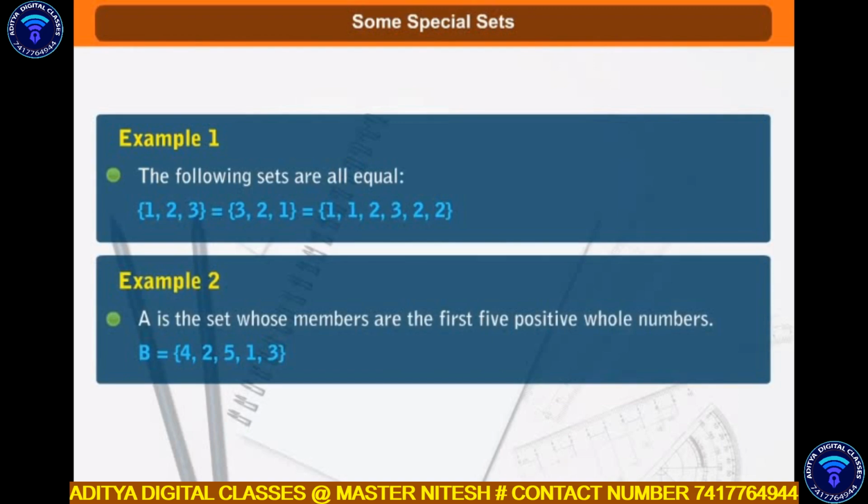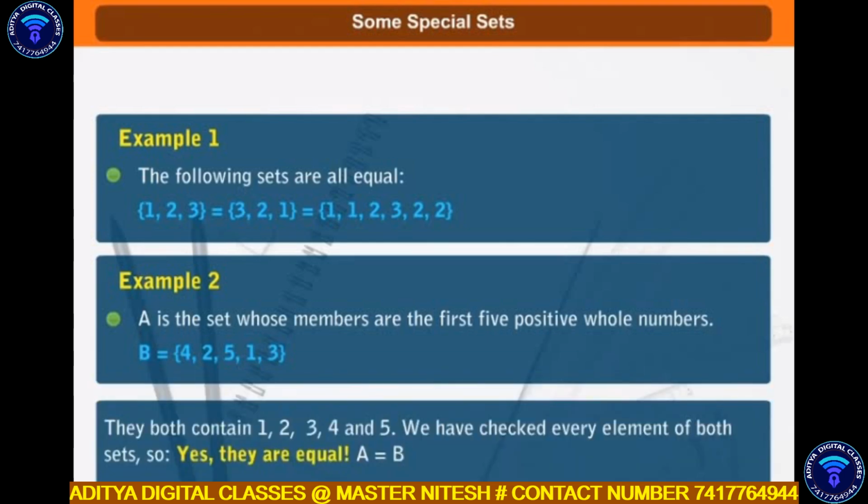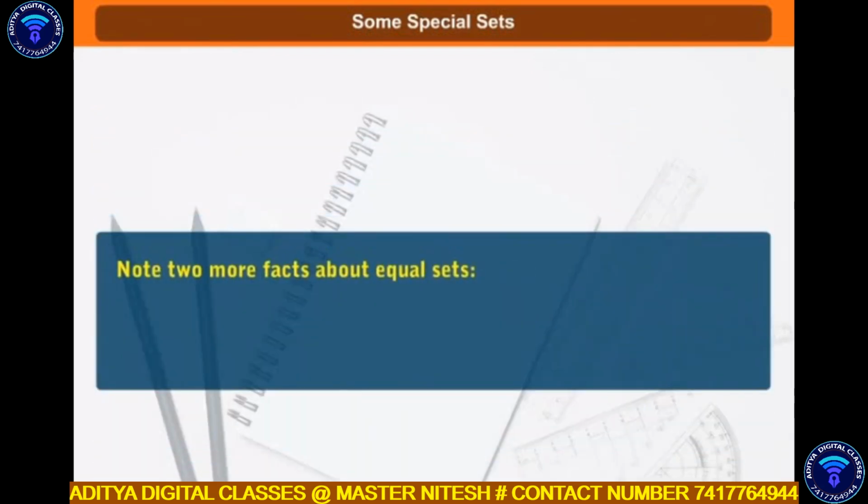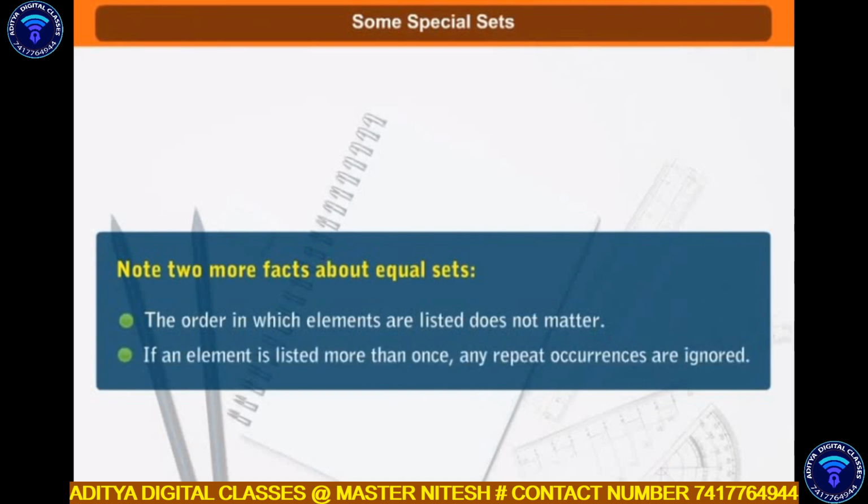In this second example, A is the set whose members are the first 5 positive whole numbers, and B is a set of elements 4, 2, 5, 1, and 3. Now let's check if they are equal or not. They both contain 1, 2, 3, 4, and 5. We have checked every element of both sets. So, yes, they are equal. Note 2 more facts about equal sets. The order in which elements are listed does not matter. If an element is listed more than once, any repeat occurrences are ignored.